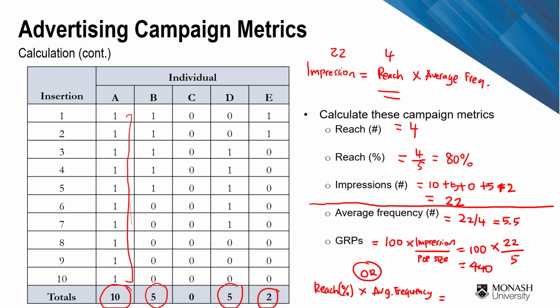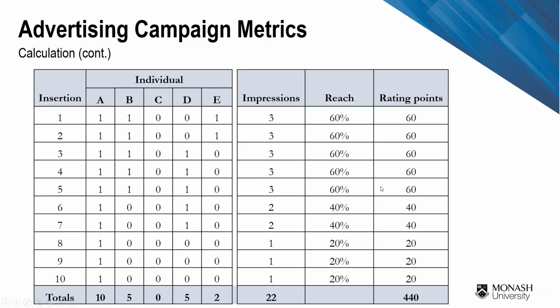So this is going to give me, my reach in percentage is 80% times the average frequency, which is 5.5. This will also give me 440. Okay, sorry for that, but basically this is going to be the same number as this one. Right, so I hope that makes sense. That also introduces you to the formula. That will also introduce you to the matrix, this campaign matrix here.